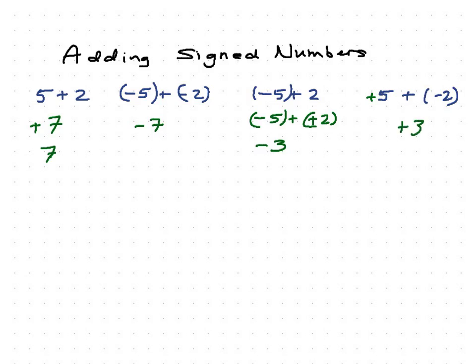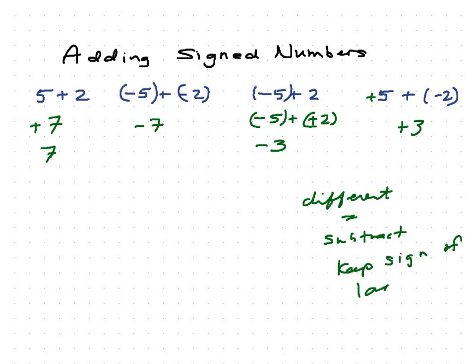So when the signs are different, in the last two examples, what you have to actually do is subtract the numbers and then keep the sign of the larger number. And that is explained to you in your booklet more neatly than this, but that's an example of how it's done verbally and kind of visually.